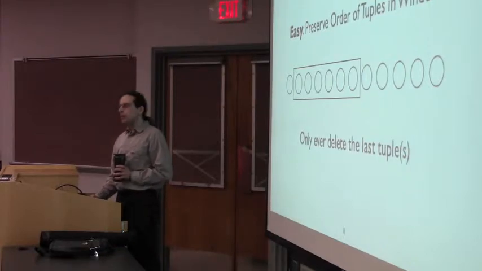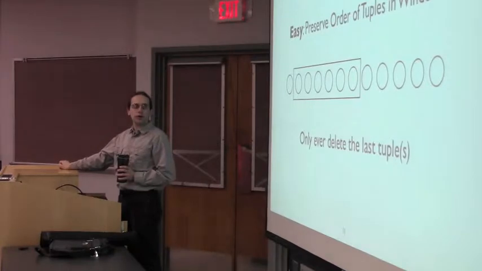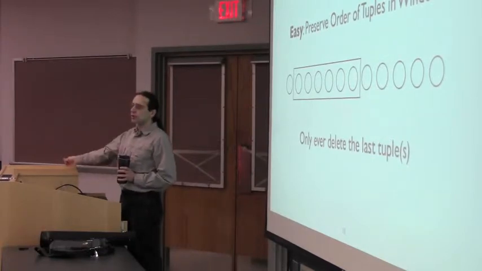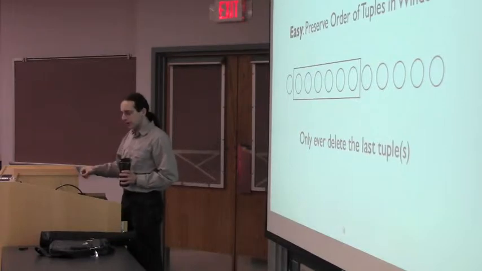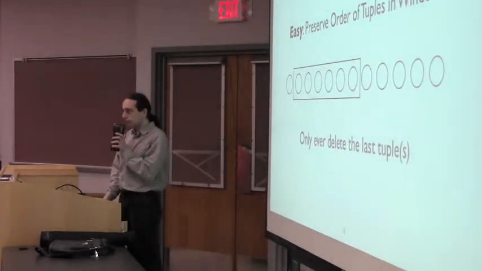Okay, so if we're not building an index, this is trivial. We keep just a sorted list of all of the tuples, and we keep it sorted based on insertion order. Easy. New tuple goes to the front of the list, old tuple falls off the end of the list. Every time we add a new tuple, we delete the old tuple.